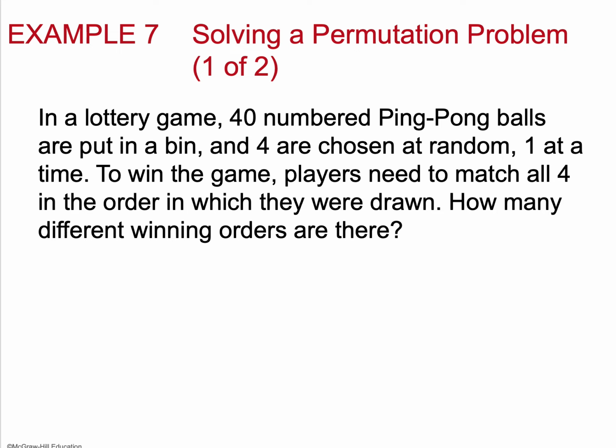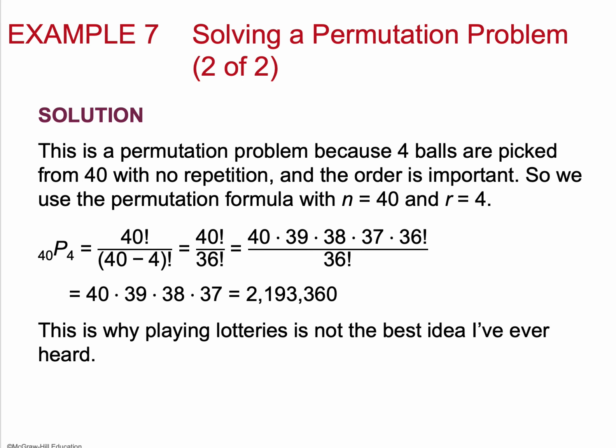So if we think about this, let's solve a permutation problem. In a lottery game, there are 40 numbered ping pong balls that are put in a bin, and they choose 4 at random. To win the game, players need to match all 4 in the order they're drawn. How many different winning orders are there? So this is a permutation because I'm choosing 4 balls out of 40, and there's no repetition.